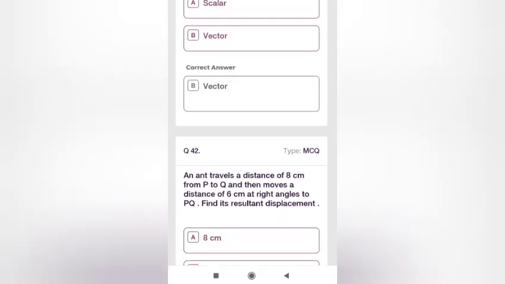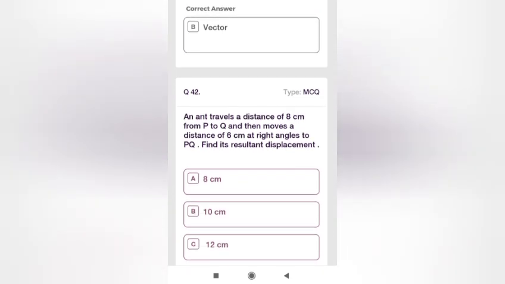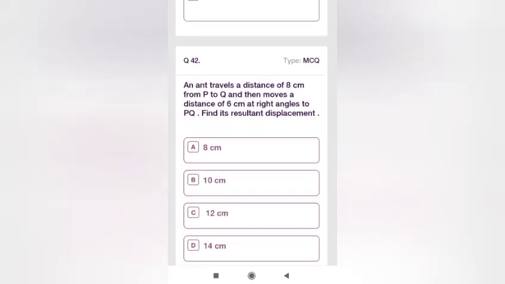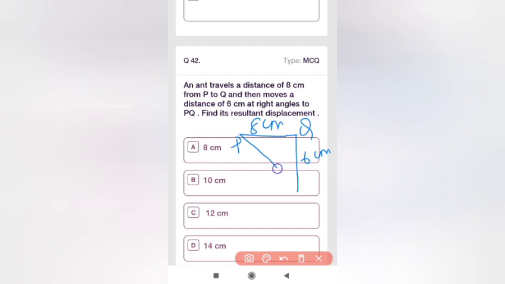An ant travels a distance of 8 centimeter from the point P to Q and then moves a distance of 6 centimeter at right angles to PQ. Find the resultant displacement. That means an ant is moving from P to Q, this is 8 centimeter, and it moves at a right angle a distance of 6 centimeter. Find the resultant displacement. Displacement is this one.